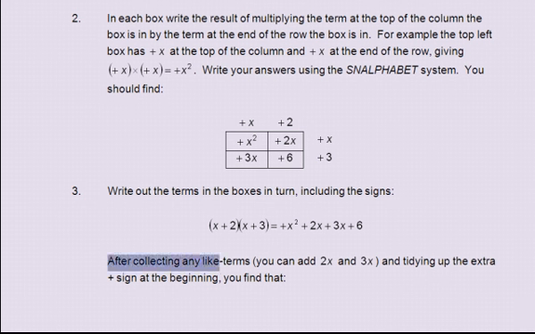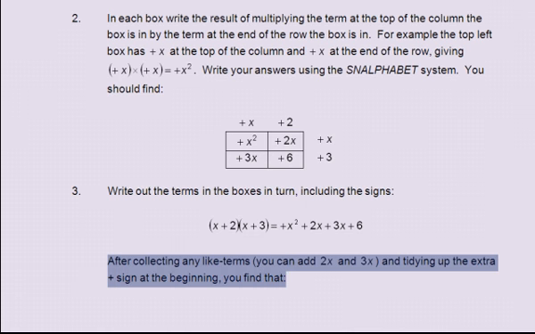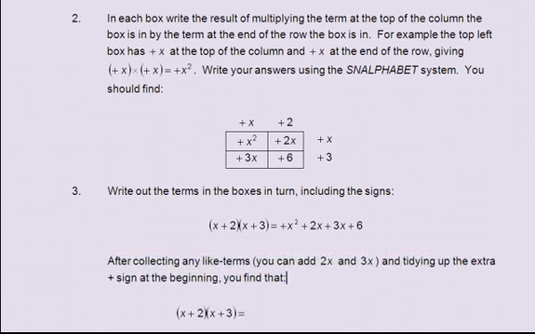After collecting any like terms, you can add 2x and 3x, and tidying up the extra plus sign at the beginning, you find that x plus 2 multiplied by x plus 3 equals plus x squared plus 2x plus 3x plus 6 equals x squared plus 5x plus 6.